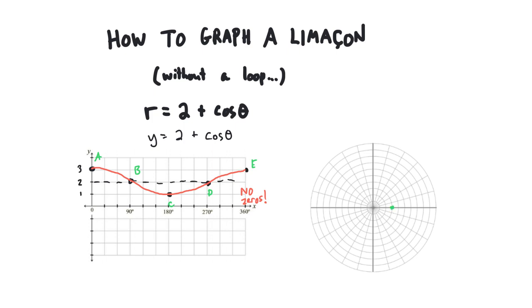And as I plot them over here on the right, A is at 3 with an angle of 0. B is at 2 with an angle of 90. C is at 1 with an angle of 180. And D is at 2 with an angle of 270. E is back where we began. Simply connecting the dots, you get a little sideways egg-looking thing. No loops. Simple little Limacon, and that's it. That's how you graph a Limacon with and without a loop.